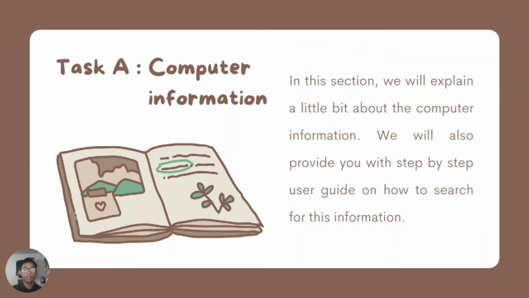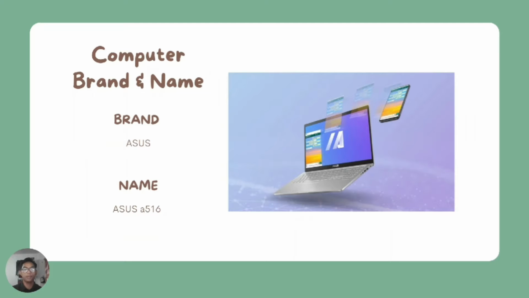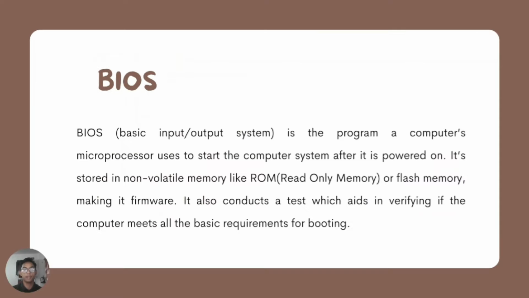For task A, computer information, in this session we will explain a little bit about the computer information. We will also provide you with a step-by-step user guide on how to search for this information. For the first information, we use computer brand access, which is named Access A516. And for the second part, which is BIOS.